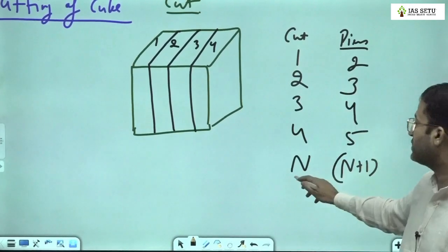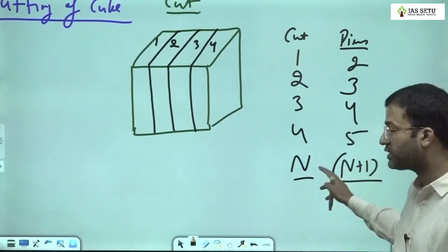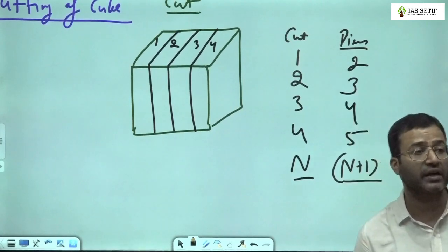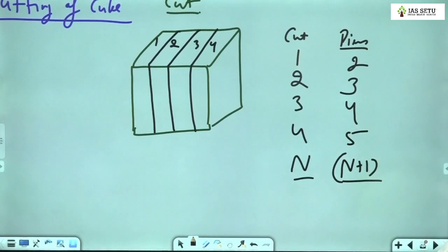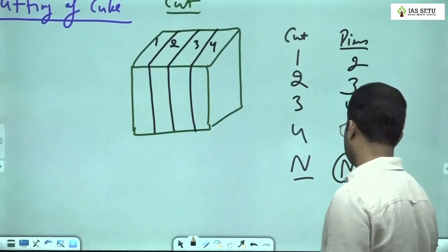So on one axis, n cuts give you n plus 1 pieces, 10 cuts give you 11 pieces. If I make 100 cuts, then how many pieces? 101. If I make 20 cuts, how many pieces? 21. Now we will use 2 axes.